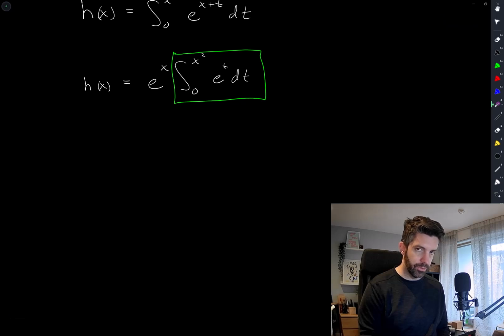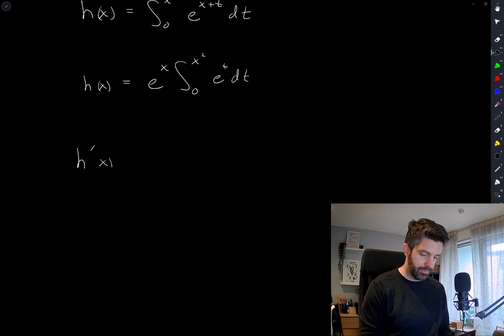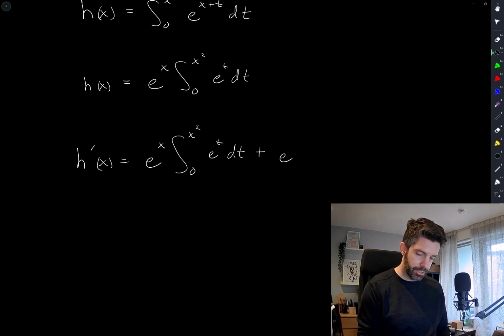differentiating this is going to combine the fundamental theorem of calculus, but also the chain rule, because I don't simply have an x in the upper bound, I have a function of x in the upper bound. So I can write h prime of x as the derivative of the first function times the second, plus the first function times the derivative of the second function.